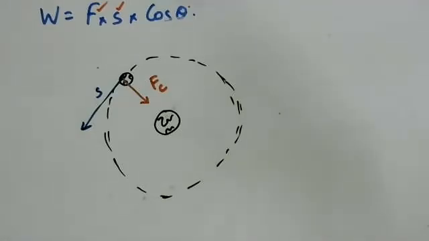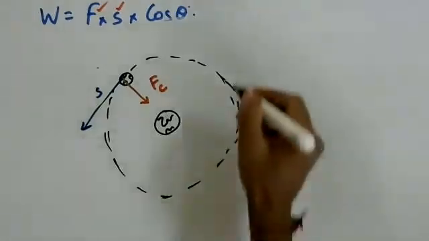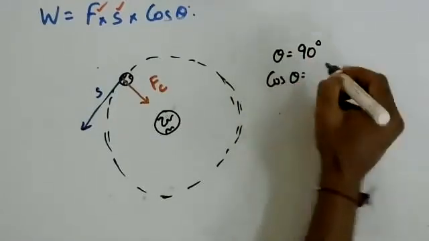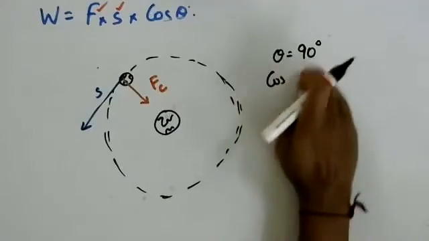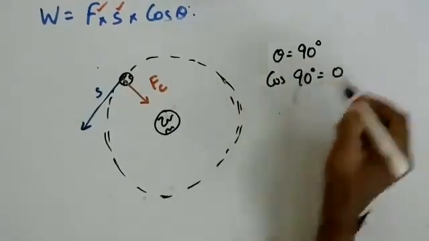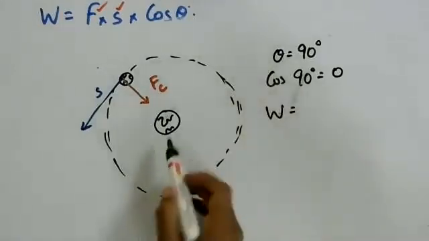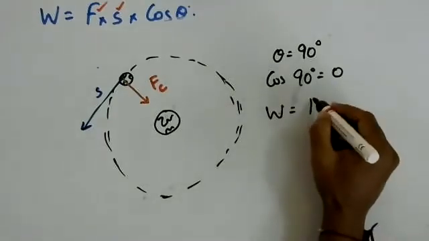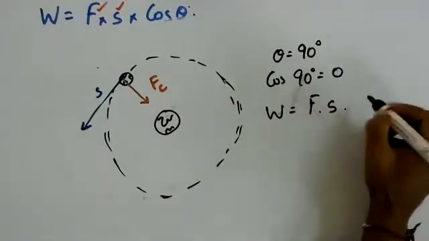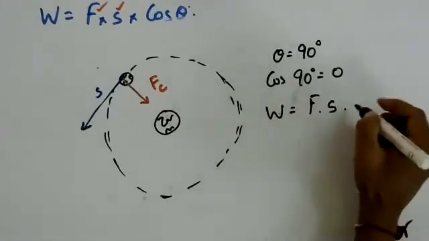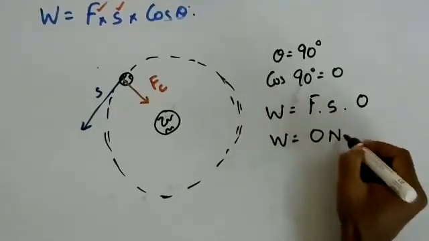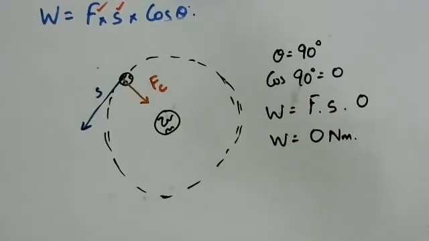Now over here, since the force and the displacement are at right angles to one another, this is a situation in which theta is equal to 90 degrees and cos theta therefore is equal to, or rather putting it directly, cos 90 degrees is equal to 0. And now the work done by the earth on the moon because of the gravitational attraction is going to be F dot S dot, I'm using the dot, you can put a multiplication sign also, 0. So therefore the work done is equal to 0 Newton meter. Alright, so this is an interesting consequence.